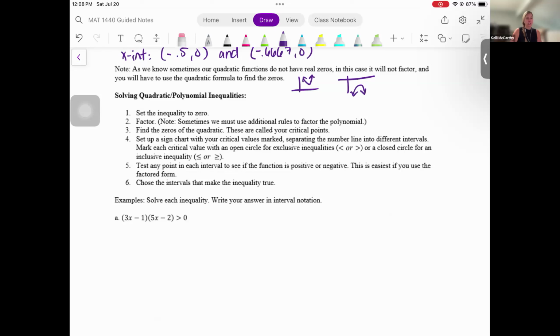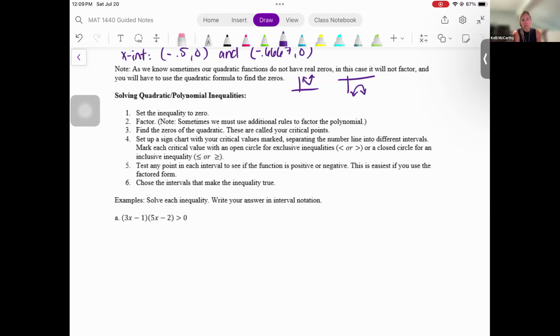All right, so let's shift into solving quadratic and polynomial inequalities. A big part of this is identifying the zeros, which is why we've gone through this process. So the first step is to set the inequality to 0, and then you're going to factor. There is a note here that we might have to use additional rules to factor a polynomial if it's not like a quadratic or a polynomial of 4 terms, where we can use grouping. And we'll review some of those methods, those additional rules for factoring a polynomial, in a little bit.